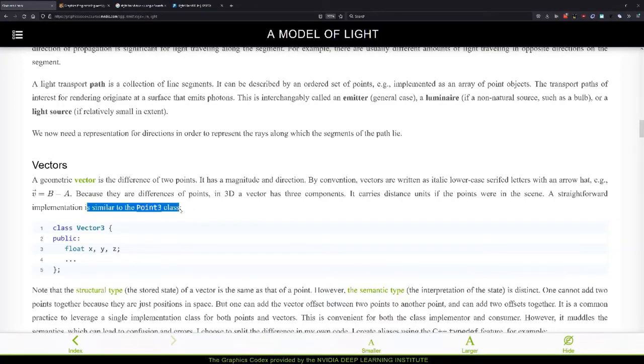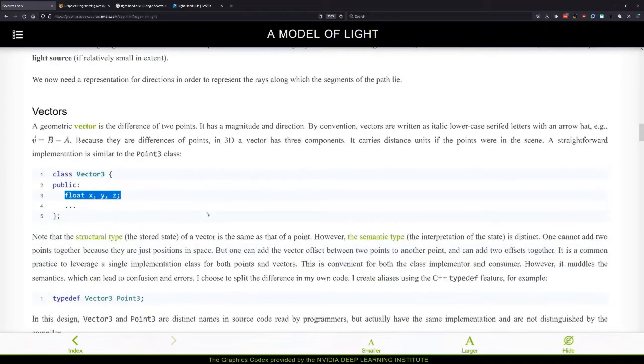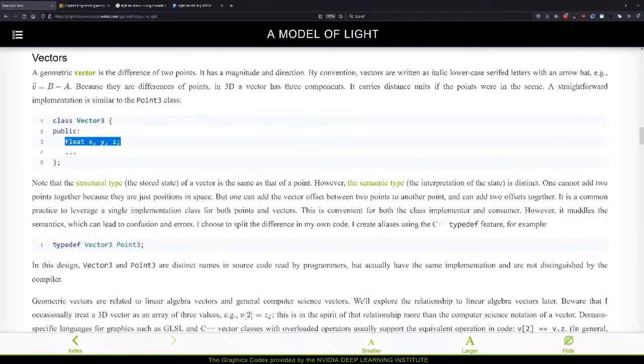A straightforward implementation is similar to the point class. From a data layout perspective, it's identical. A point and a vector are just differently typed. They hold the same data, which makes for fun debugging sessions when you confuse the two. Yes. This is not type safe, but that's okay.